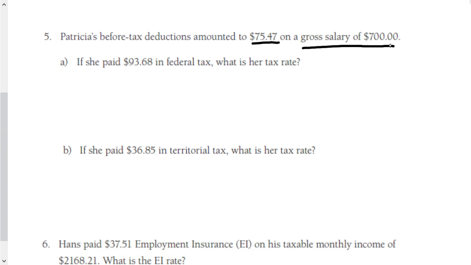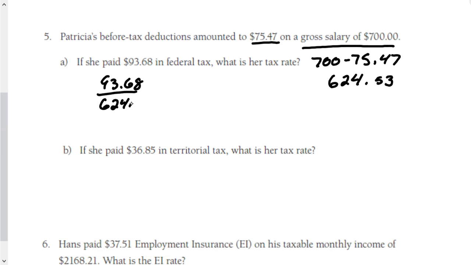So pause the video. Okay, so what you need to do is figure out how much she has after these $75 deduction, which leaves you with 624.53. So then 93.68 divided by 624.53 gives us about 0.15, so 15%.